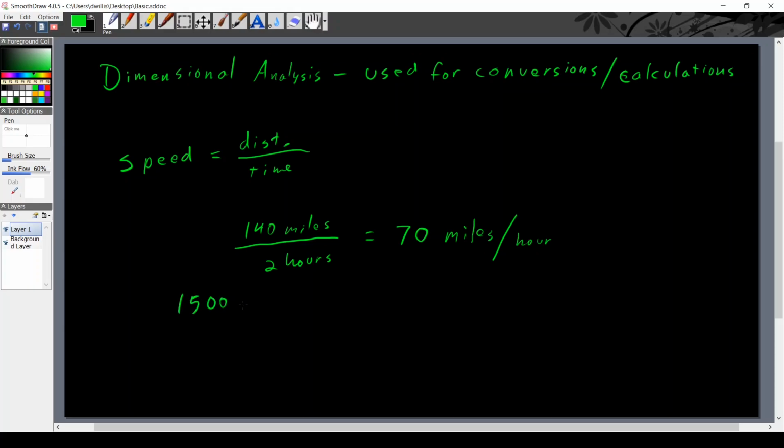All right? So let's look at what we did a minute ago when I had 1,500 meters, and I want to convert that to kilometers. Ooh, that's a terrible line. Sorry about that. What I'm going to do is I'm going to put in here a conversion factor.